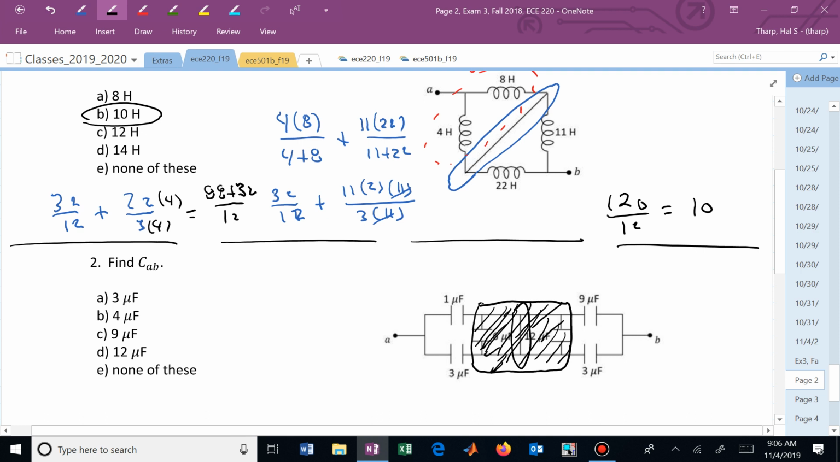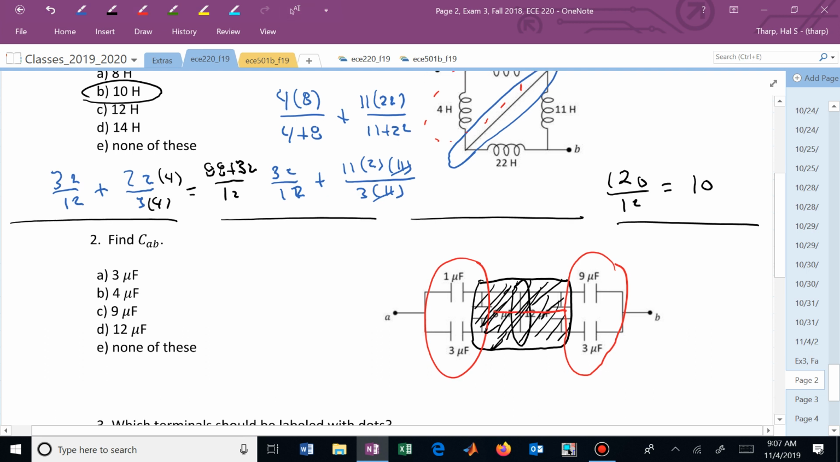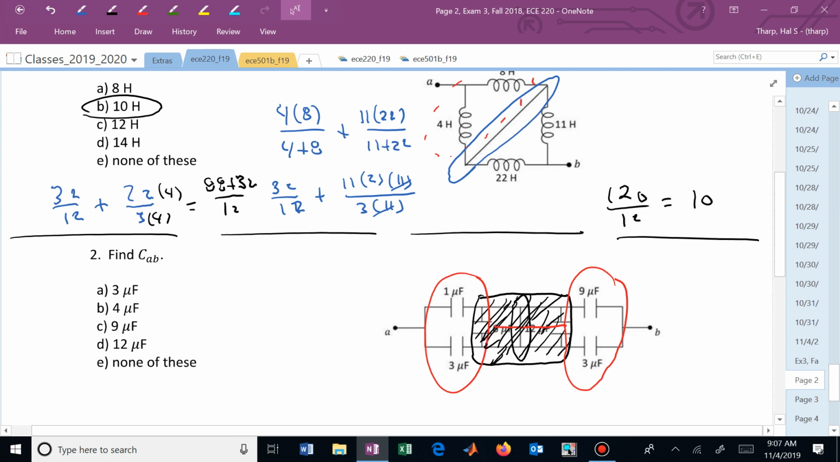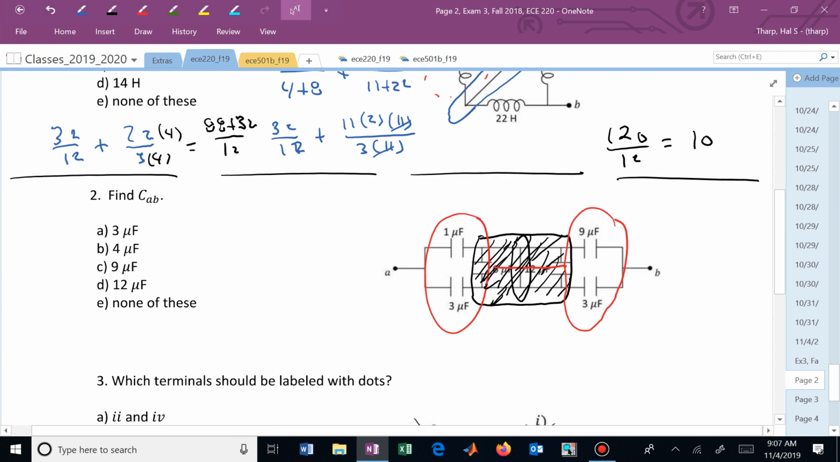Now you have two capacitors, 1 and 3, in parallel, and another set of capacitors in parallel, and they're connected in series. Capacitors are dual to resistors, which means that when we're combining capacitors in parallel, they are added together, and the series combination of capacitors we treat like combining resistors in parallel. So now we have a 4 microfarad in series with a 12 microfarad.